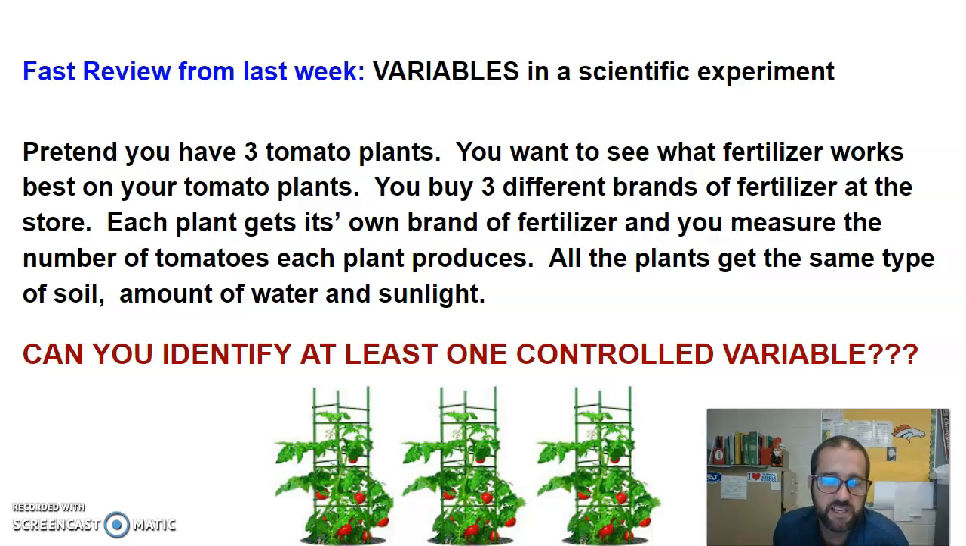Can you identify at least one controlled variable? I'll give you a hint. Look at the very last sentence of the experiment description. All the plants get the same type of soil. They get the same amount of water. They get the same amount of sunlight. And we could list a whole bunch of others too. But we are keeping those constant. So those would be variables we are controlling or trying to keep the same.